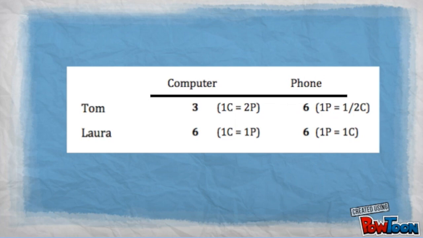To figure out who should produce phones or computers is based off of the opportunity cost. For example, Tom should produce phones because each phone that he creates only costs him half of a computer. Laura should create computers because Tom is already creating the phones and she has no opportunity cost loss in creating either the computers or the phones.